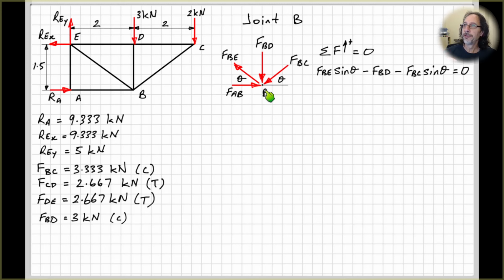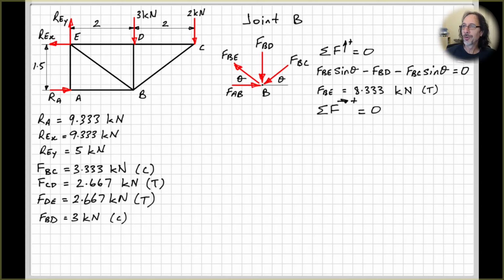So we have FBE sine theta. FBE, vertical component, is the opposite side here, so opposite to the angle theta. So FBE sine theta minus FBD minus the vertical component of FBC, which is again opposite to the angle theta. Therefore, we can put all our values that we have from before into that and solve for the force in the member BE, which is 8 1/3 kilonewtons. And that force is pulling away from the joint, so therefore in tension.